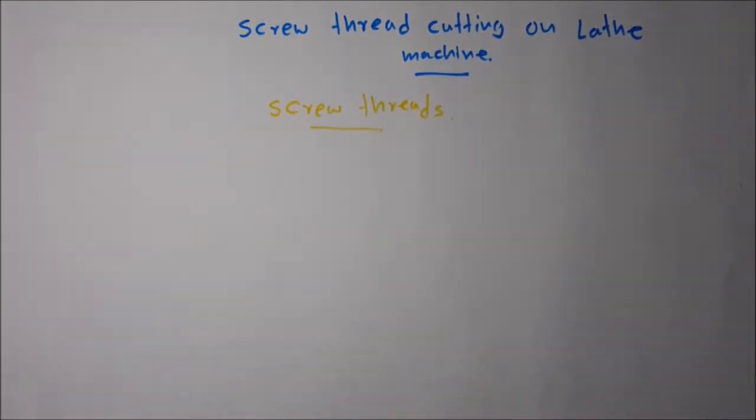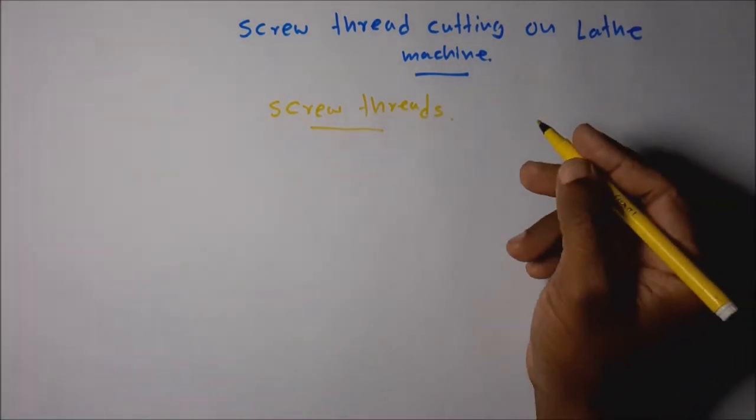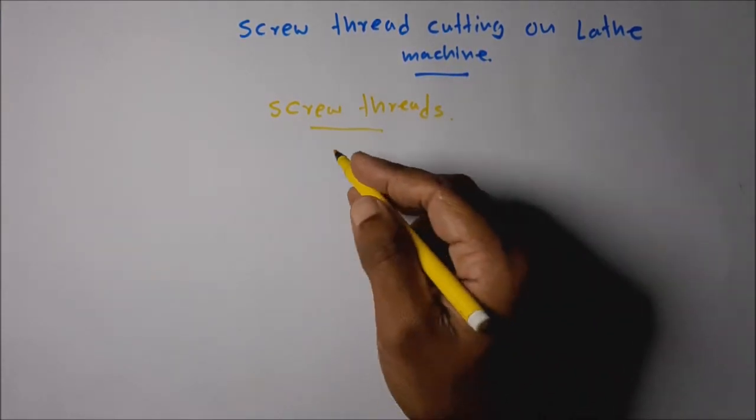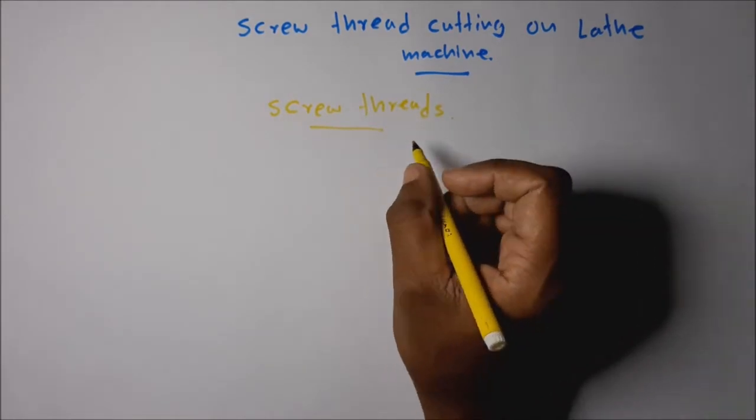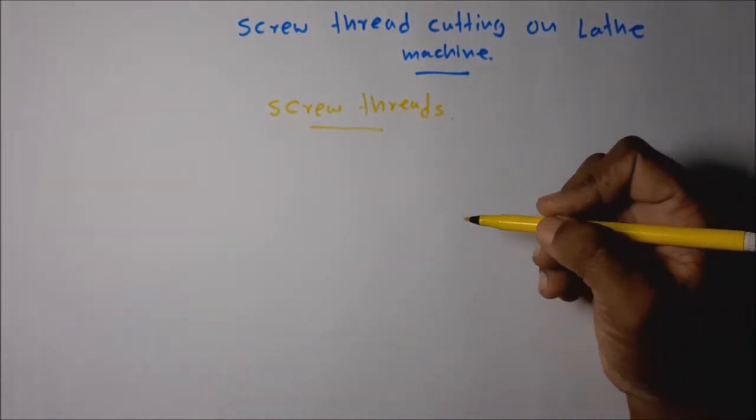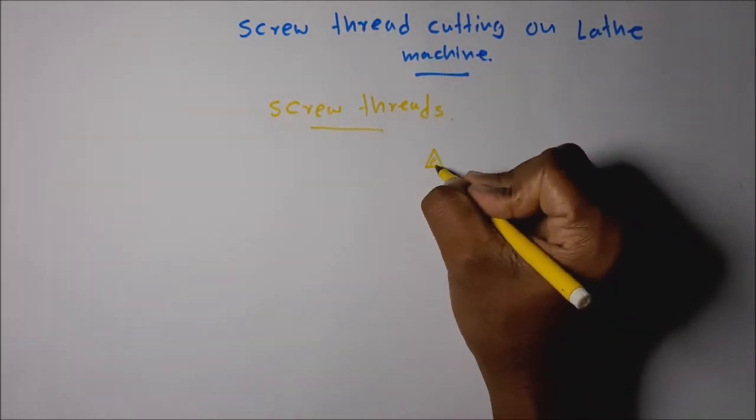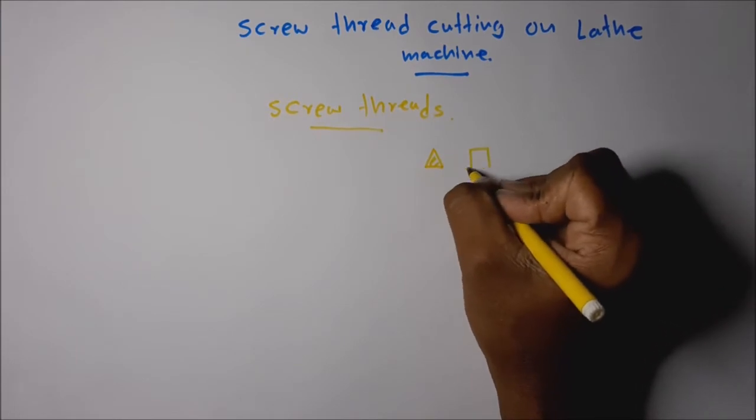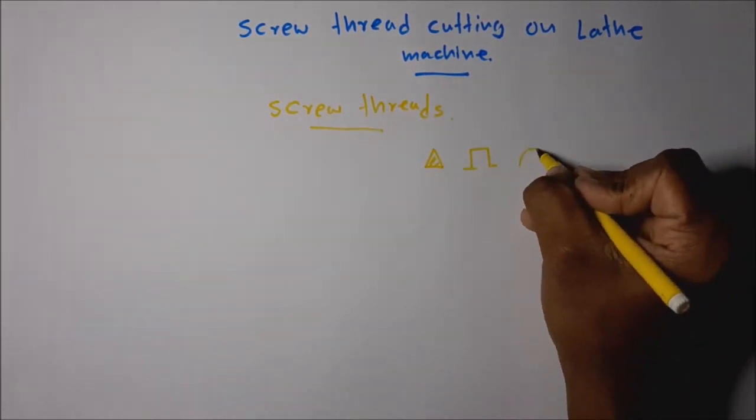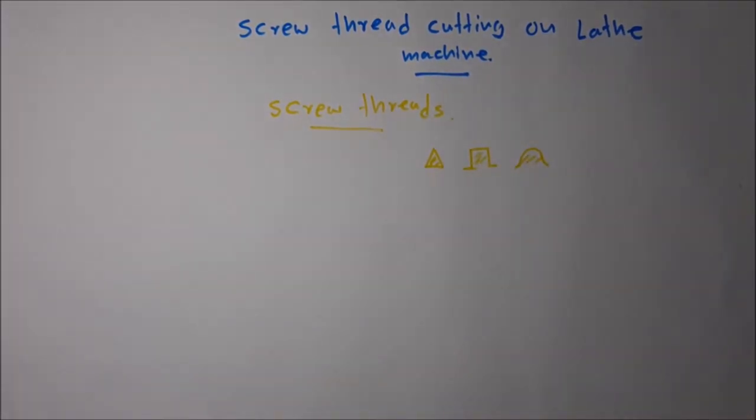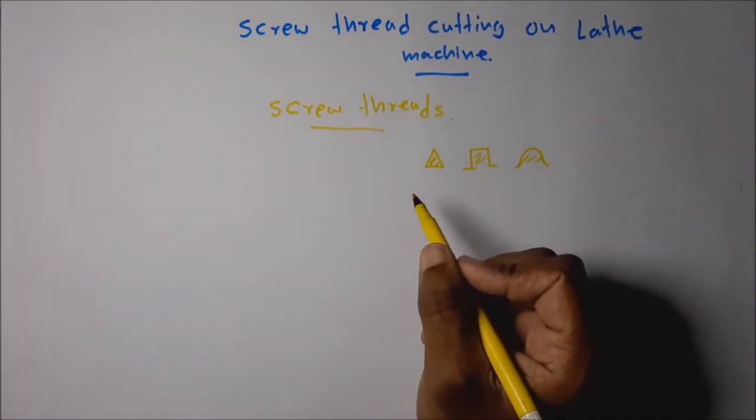So what are screw threads? Screw threads in nuts and bolts. I think you all have seen nuts and bolts at least. This screw thread has a helical profile, a helical path, and different profiles. Maybe a V-shaped profile, or square profile, or round shape profiles. Threads have various profiles depending on the application, but they all have the helical path.